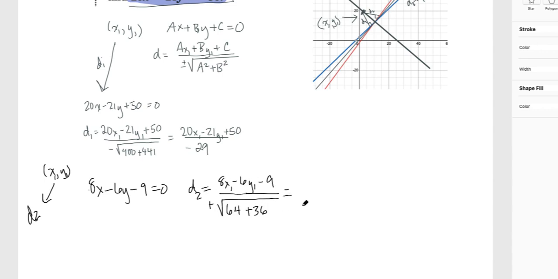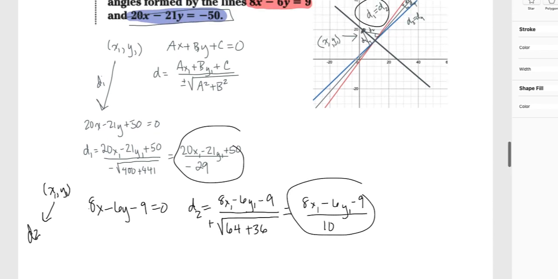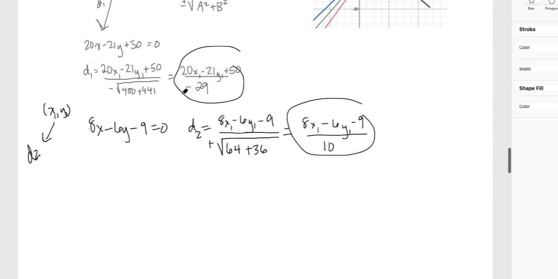So we get this is going to be 100, and then that's going to end up being 10. So then we get 8x sub 1 minus 6y sub 1 minus 9 over 10, and we chose the positive because the c value was negative. This thing is equal to this thing because these two lengths are equal. Well, they're not actually equal, they're related. I'll scooch up so you can see D1 is equal to the opposite of D2, so these guys aren't exactly the same. So what I'll do is I'll set them equal to each other, but I'll multiply this one by -1 because then they will be equal. Are you guys with me?